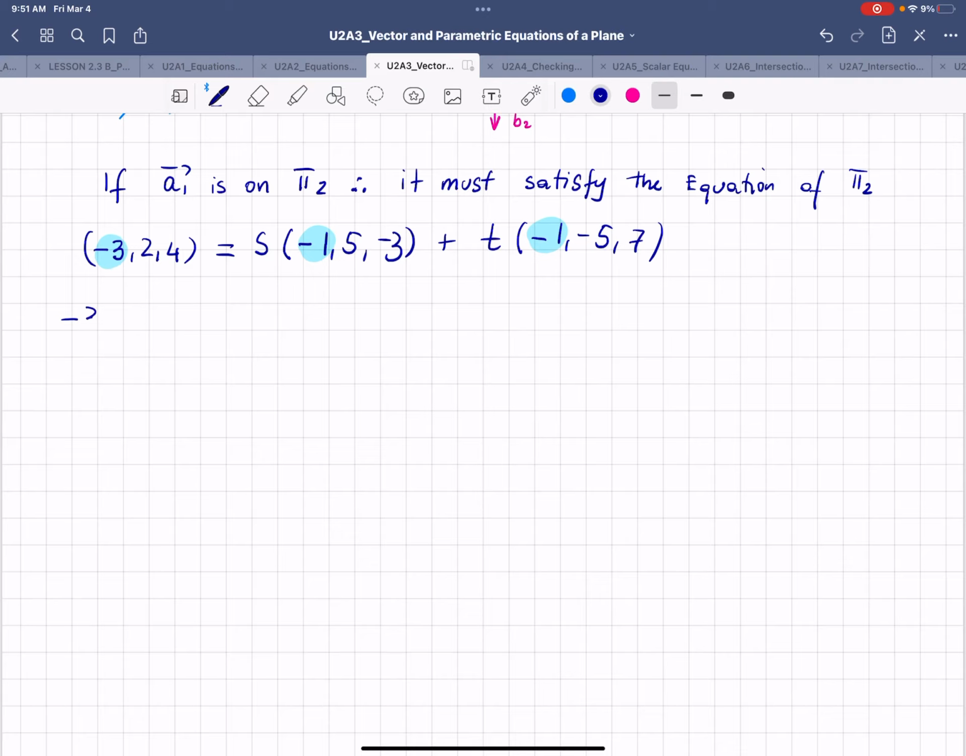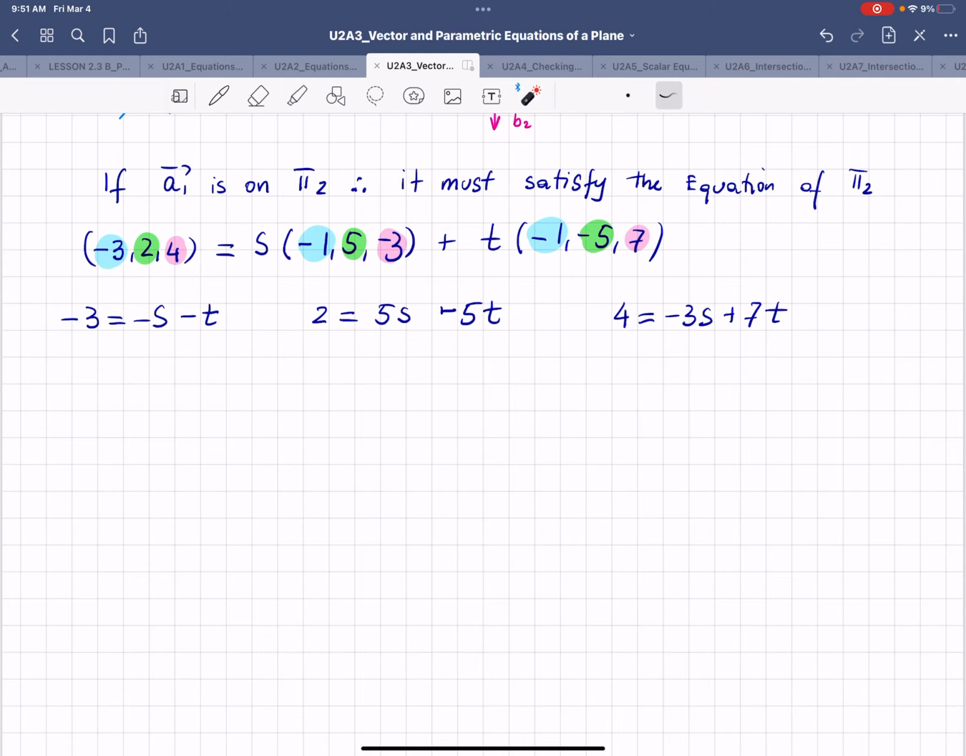We have negative 3 equals negative S minus T. The next one is the y coordinate, which must be 2 equals 5S minus 5T. And lastly, we have the z coordinate, which must fit in the parametric equation: 4 equals negative 3S plus 7T.